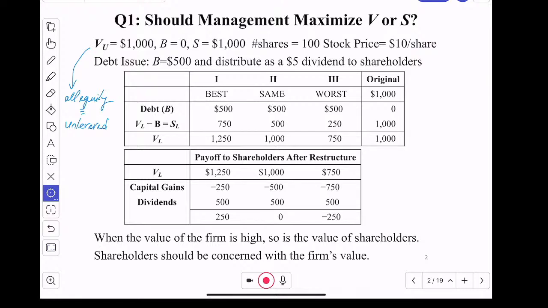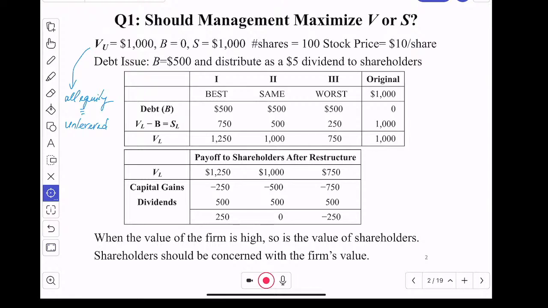What if there is no change? So in the no change case, debt is issued of 500, the value of the firm remains the same, and then that means that the value, the equity is worth $500. Remembering the payoff to shareholders of 500, even though this is a capital loss because we've gone from 1,000 to 500, we net out no difference. There's no increase in payout. There's no decrease.